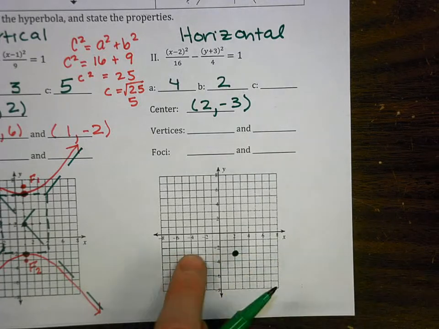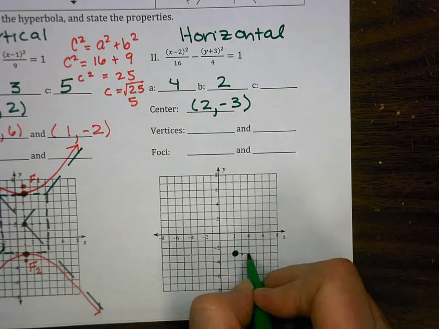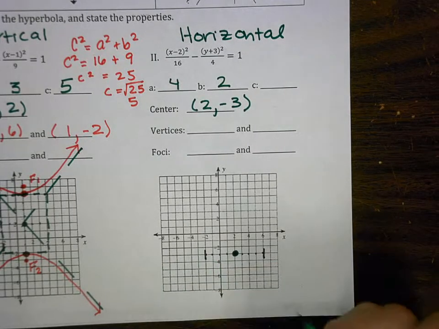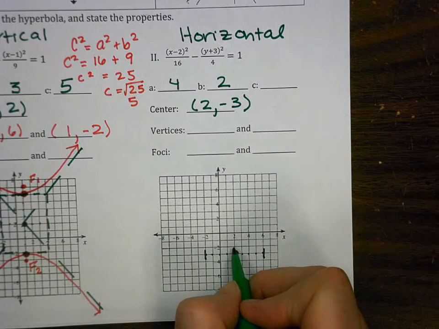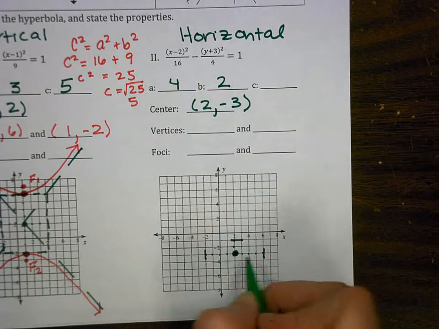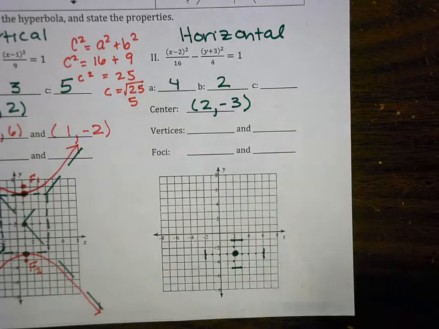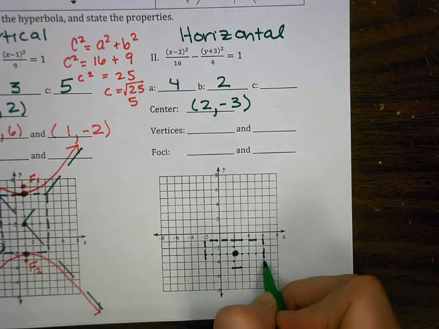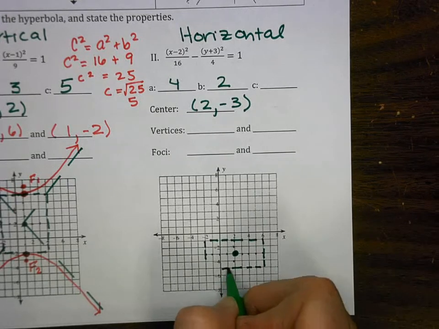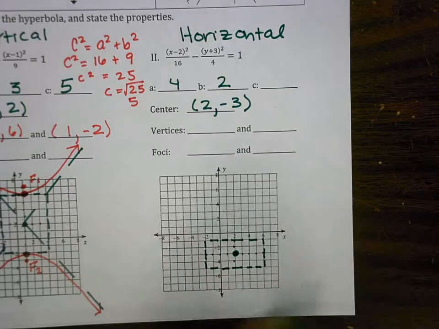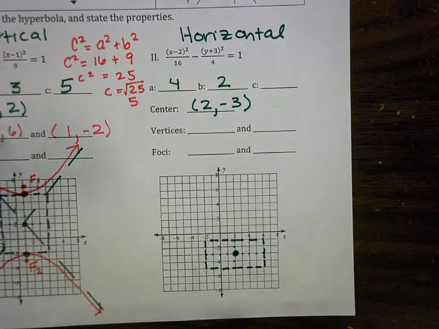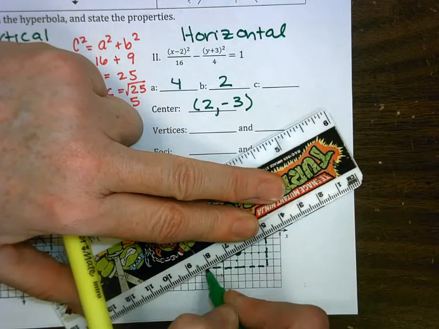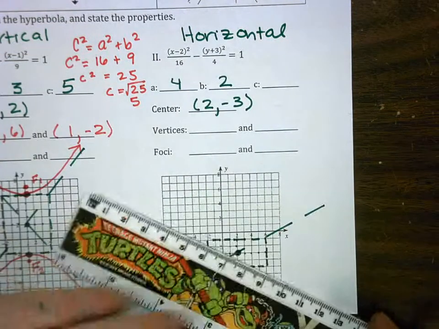Let's graph it. So go down 2, negative 3. That's our center. I'm going to create the box now. So we're going to use A and go left and right. A is 4. 1, 2, 3, 4. 1, 2, 3, 4. That's part of the box. And let's go up 2 because that's B. 1, 2, top of the box. Down to the bottom of the box. Let's just draw in our box. Okay, now we're going to draw the asymptotes from one corner to another of the box. So dotted lines for your asymptotes.